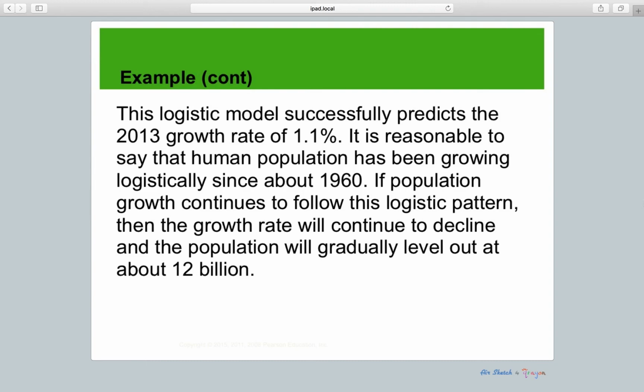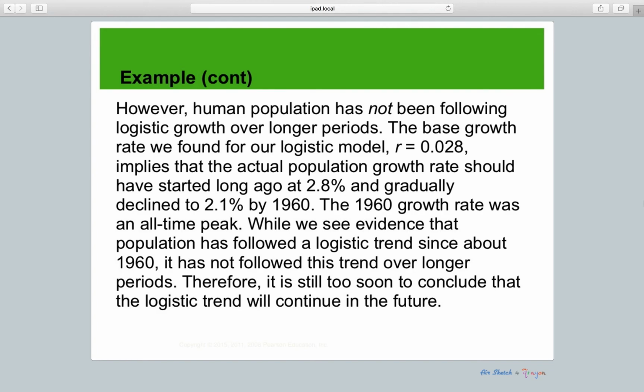If population growth continues to follow this logistic pattern, then the growth rate will continue to decline and gradually level out at about 12 billion. Here's the thing, human population has not been following logistic growth over longer periods. The base growth rate we found in our logistic model, that 2.8%, implies that the actual population growth rate should have started long ago and gradually declined to 2.1% by 1960. The 1960 growth rate was an all-time peak, and while we see evidence that the population has followed a logistic trend since about 1960, it hasn't followed this trend over a larger period. So it's still too soon to conclude that the logistic trend will continue in the future.